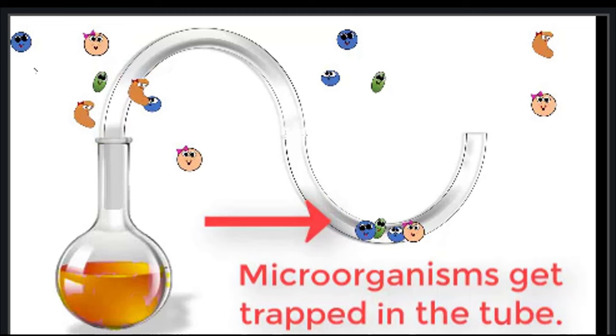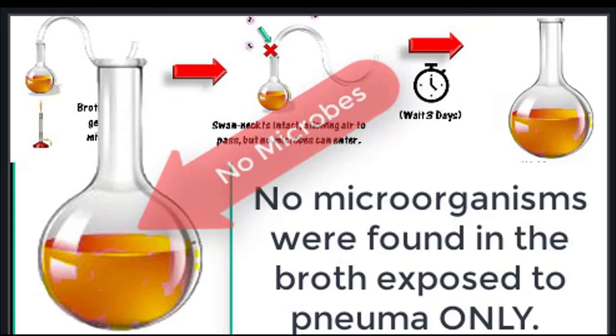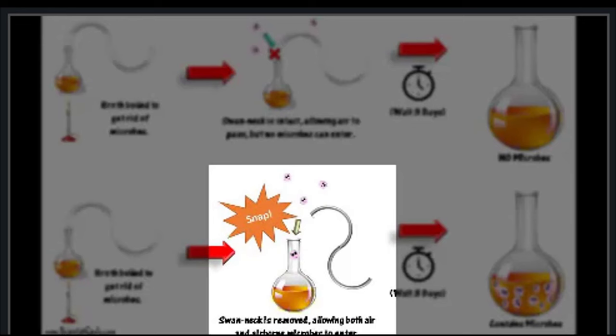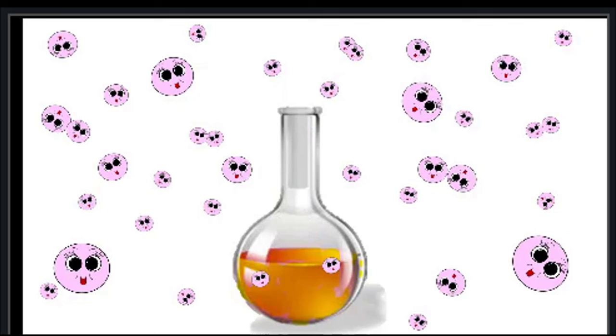After the incubation was done, they found no microbes, no microorganisms. The vital heat and pneuma was able to get through, but no microbes. So they repeated the experiment, but this time they broke off the swan neck portion of the flask. These organisms that you couldn't see, that were just hypothesized to be in the air, now did have access to the broth.